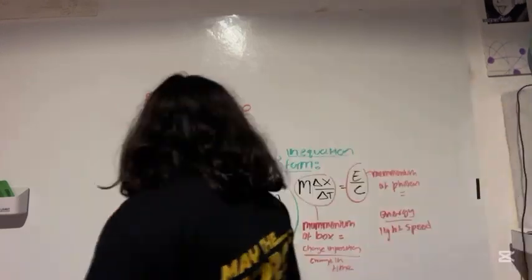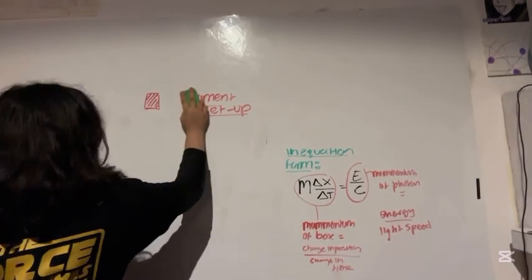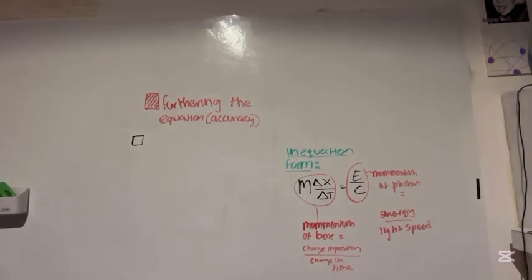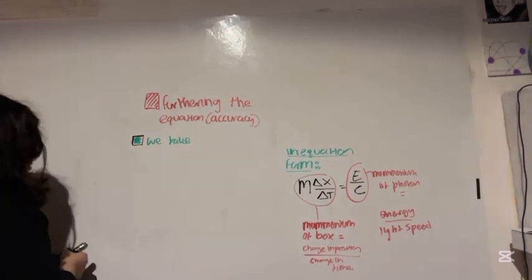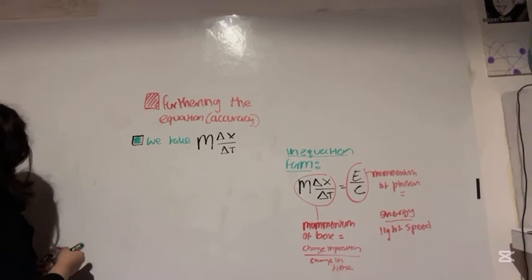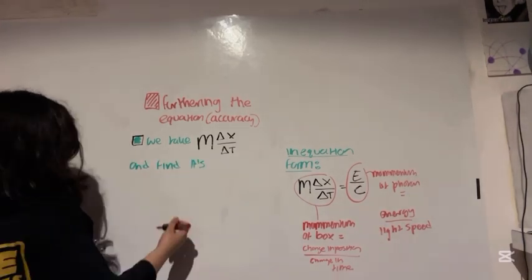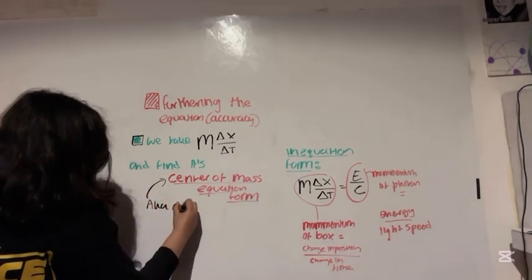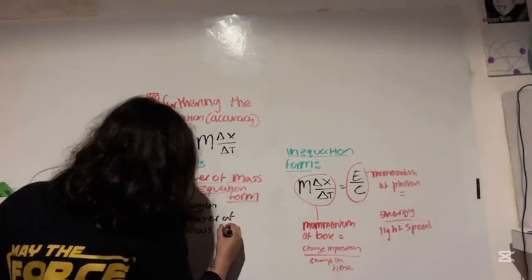Now that we have our base equation, we are going to further it for accuracy. In the case of today's equation, we are going to take m delta x over t and find its center of mass equation form, which is basically the equation for the center of mass of the box.